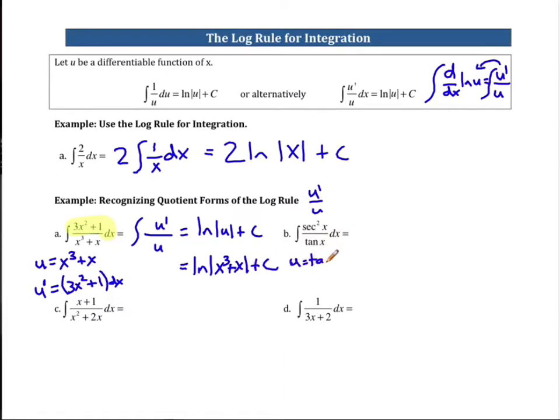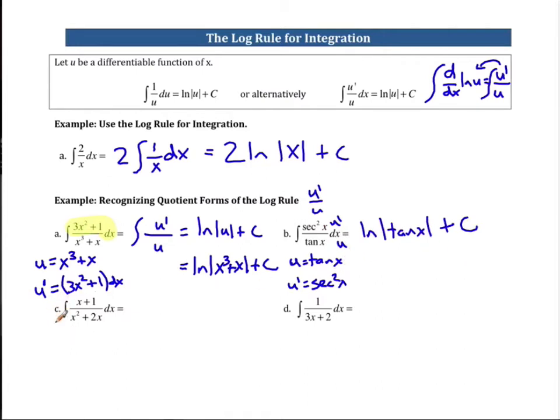Okay, so for letter B here, we're going to let u equal tan x, and we know u prime is secant squared x, and so you should be able to see here u prime over u. And so this then becomes the natural log of the absolute value of tan x plus c.